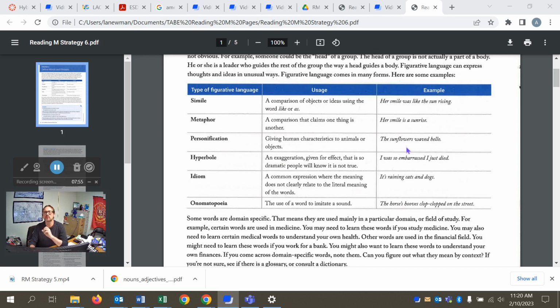The wind whistled through the trees, or sang through the hills. Is it literally whistling or singing? No, it isn't, but it may sound like it is, which is why we're personifying it in that way.